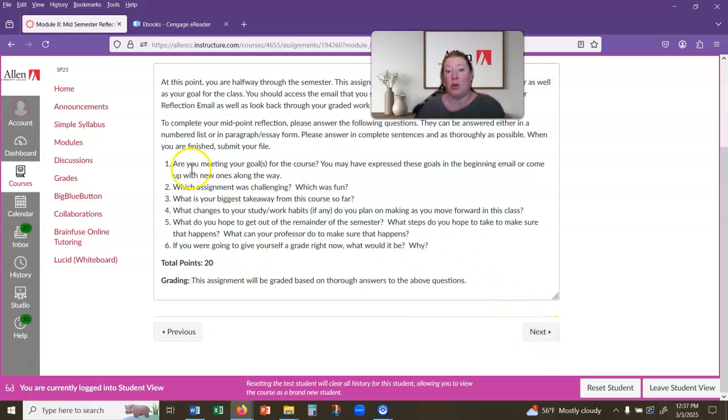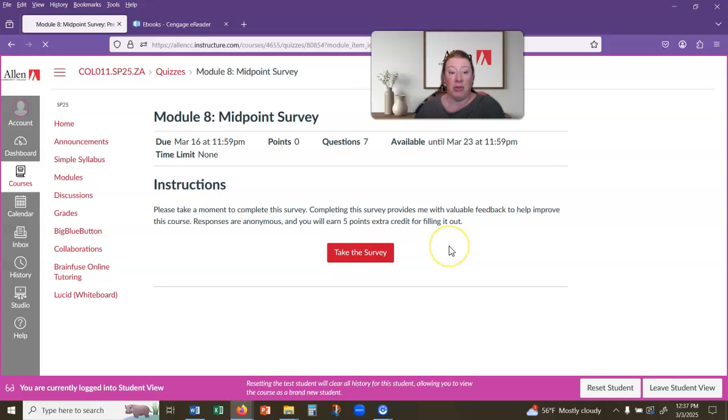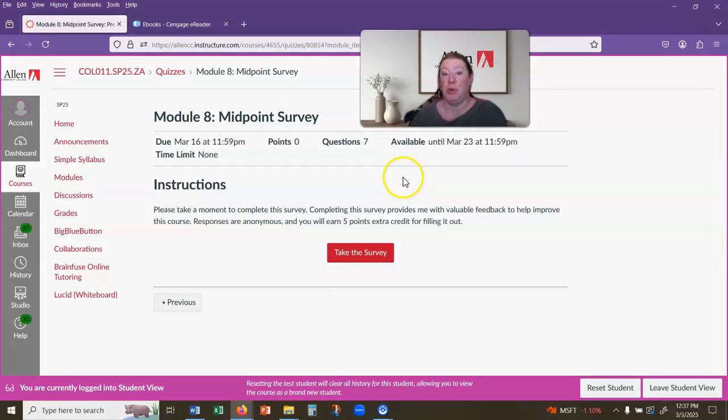You can answer the questions in complete sentences, and you can number your answers, or you can write it out in essay form. It's up to you. But we will revisit this again at the end when you reflect on the entire semester. Lastly, you do have the opportunity to do a midpoint survey for extra credit. It is anonymous, and basically it just gives you a chance to give feedback on the class if there's anything you would like to see for the rest of the semester that might help you out a little bit.